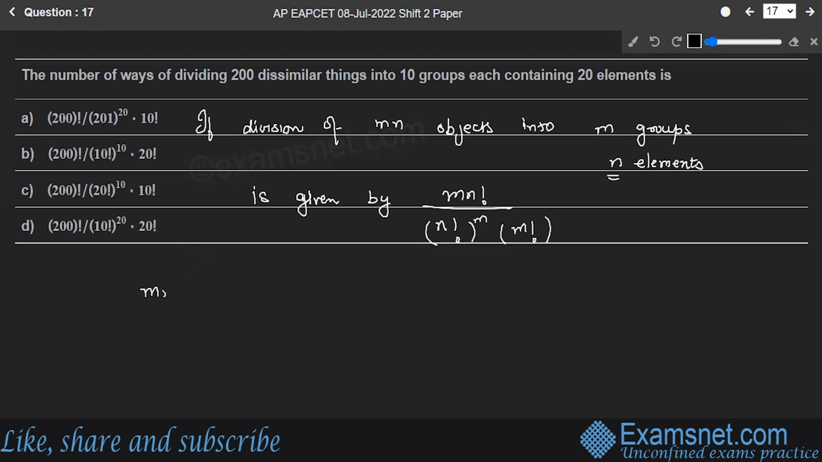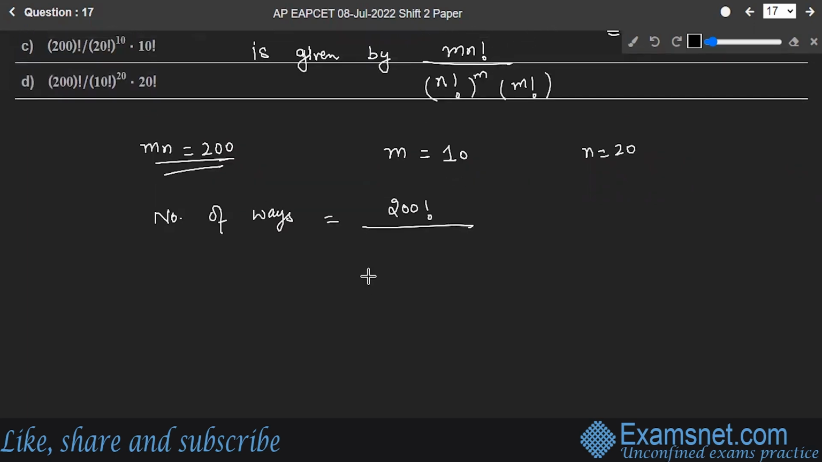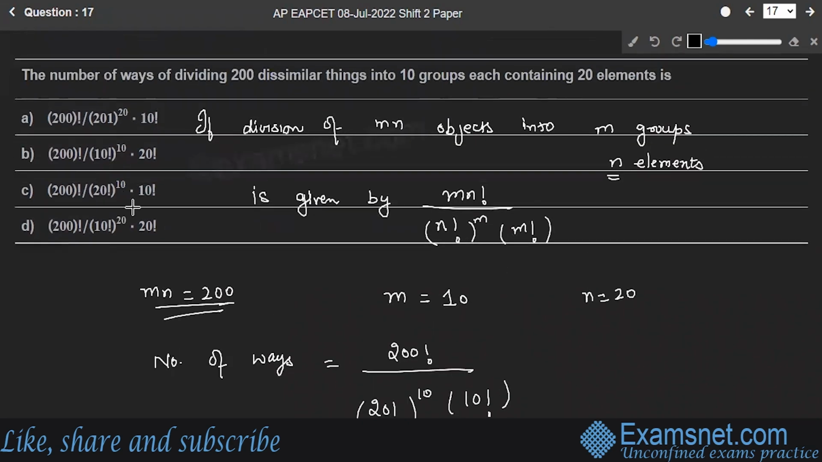Similarly, now over here we are having the number of terms, that is m into n is equal to 200. Here we are having the groups as 10 and the number of elements in each group as 20. Therefore, the number of ways will be given by 200 factorial upon n factorial raised to power m, that is 20 factorial raised to power 10 multiplied by 10 factorial. No need to solve it. We just needed this formula. So this is the correct answer, option C. Hope you're clear. Let's move to the next question, number 18.